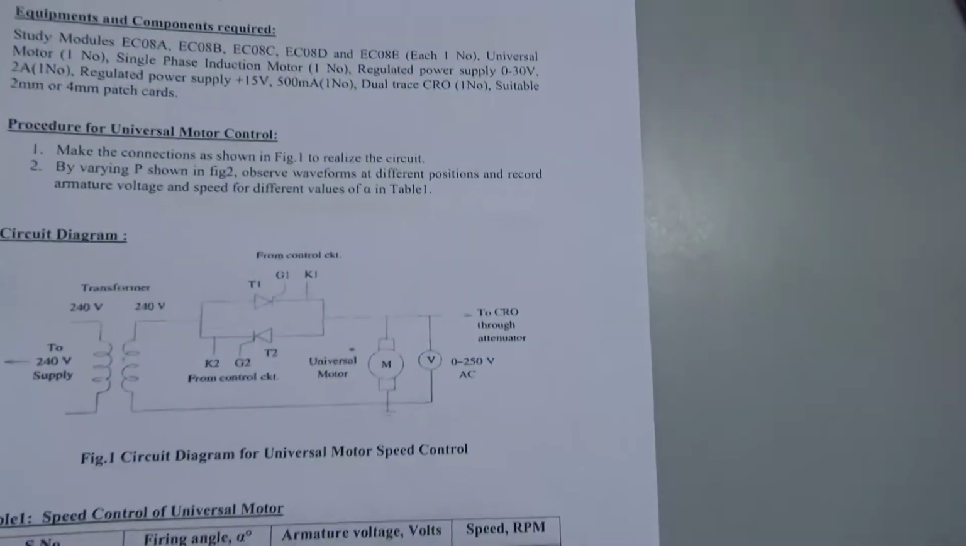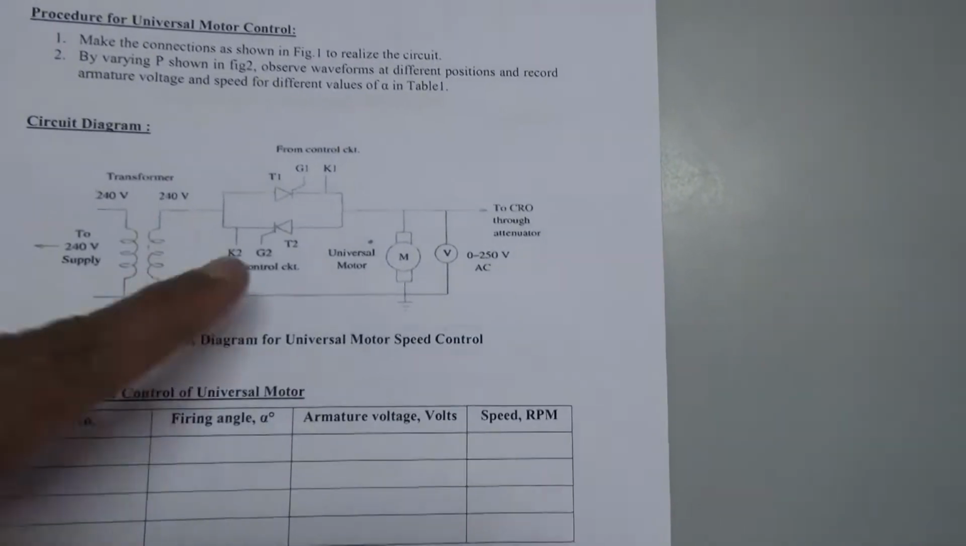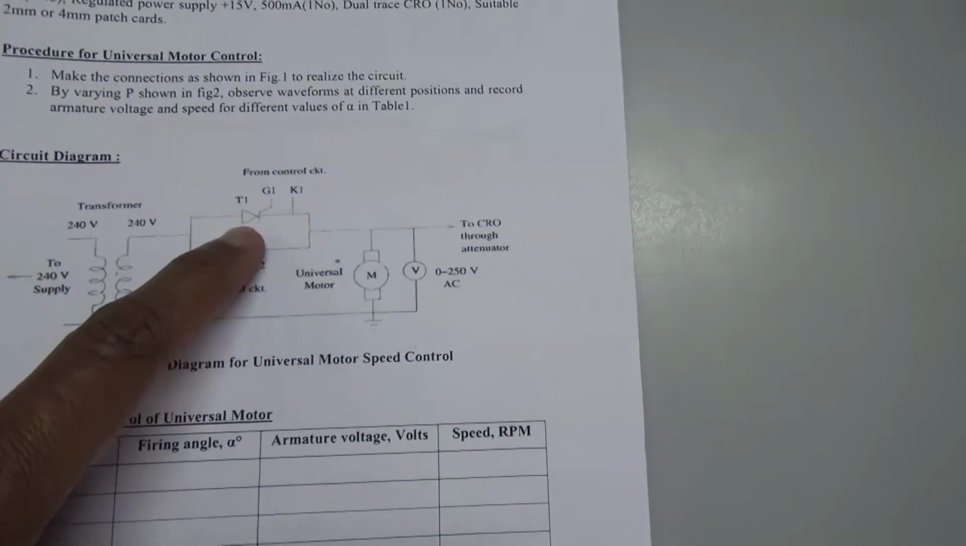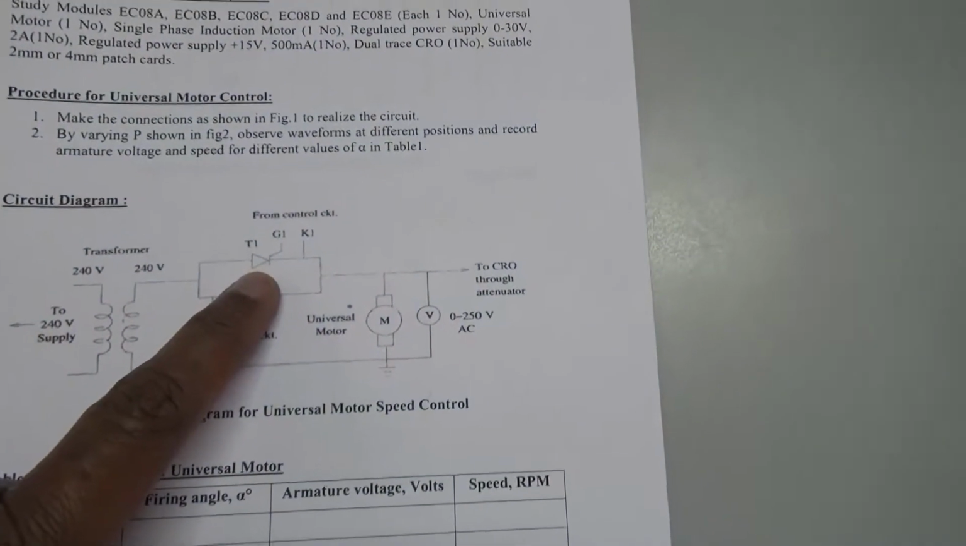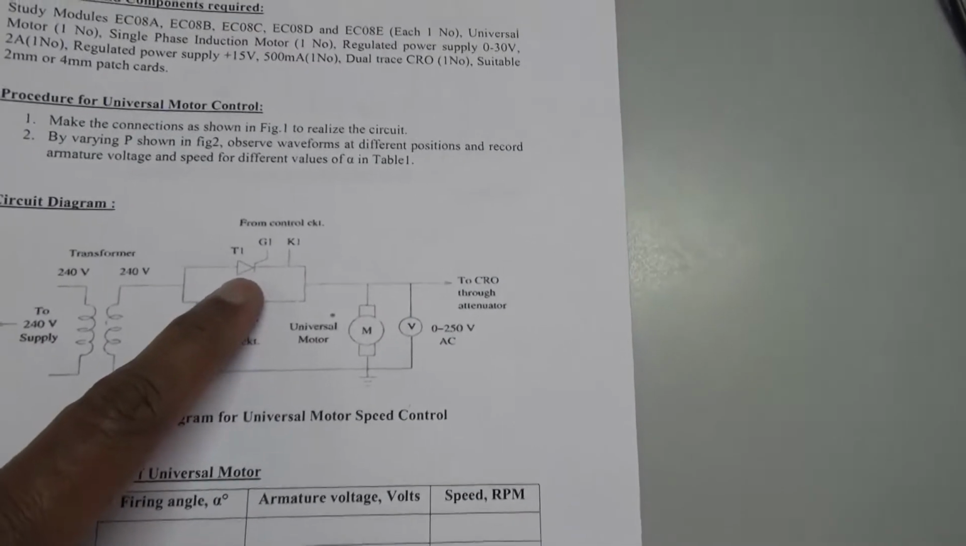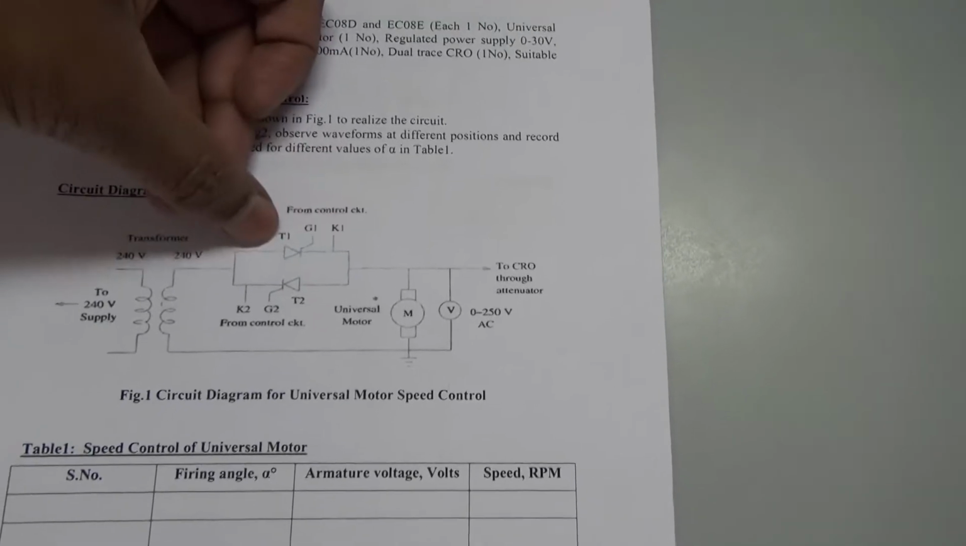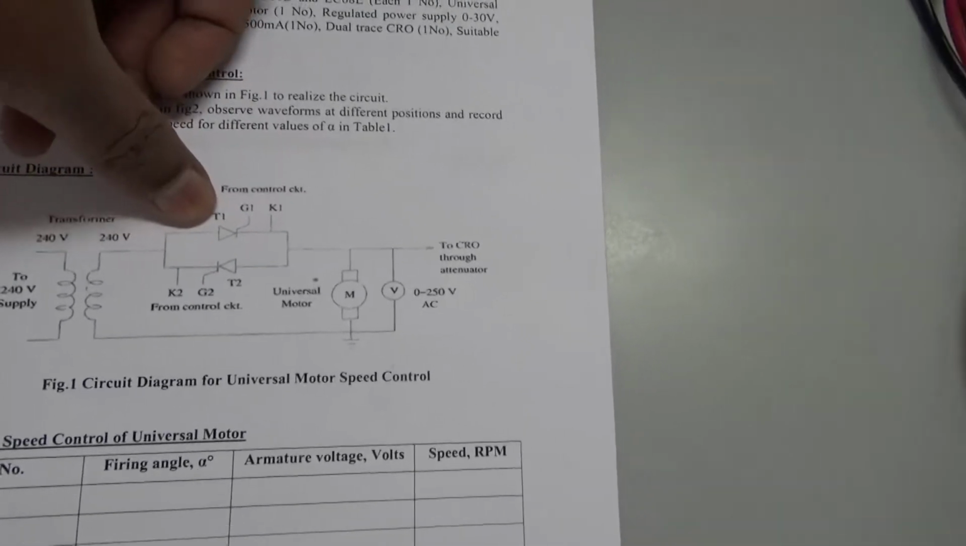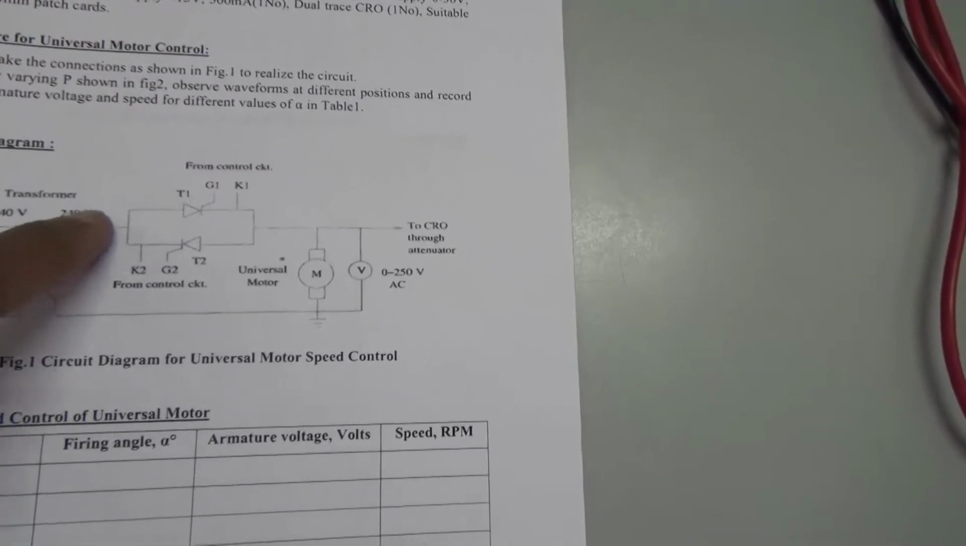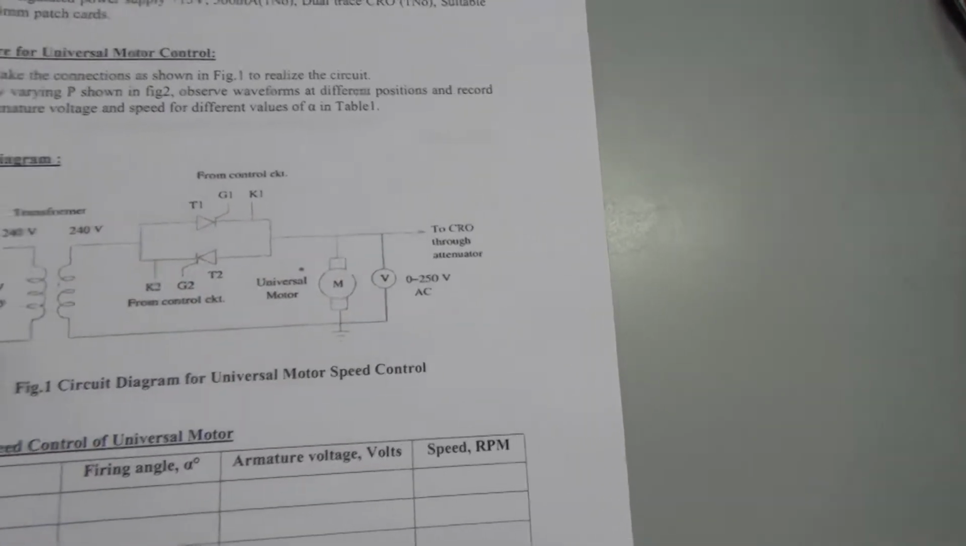during the positive half cycle, SCR T1 will be in the forward blocking mode, or forward biased. The moment you give the pulses to G1 K1, the SCR moves from forward blocking mode to forward conduction mode. Current flows from the phase through T1 to the motor and back to the neutral.